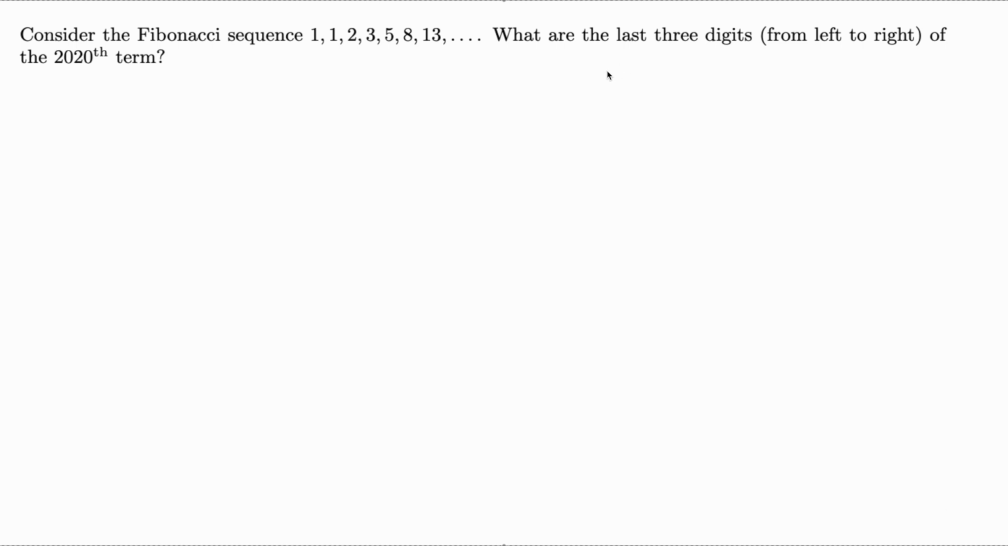Usually when we think of the Fibonacci sequence, we can think of the explicit formula for it, or brute forcing. But we know brute forcing doesn't work because we need to find the last three digits of the 2020th term, and it's too big. So let's try that. First of all, we know that this is the explicit formula.